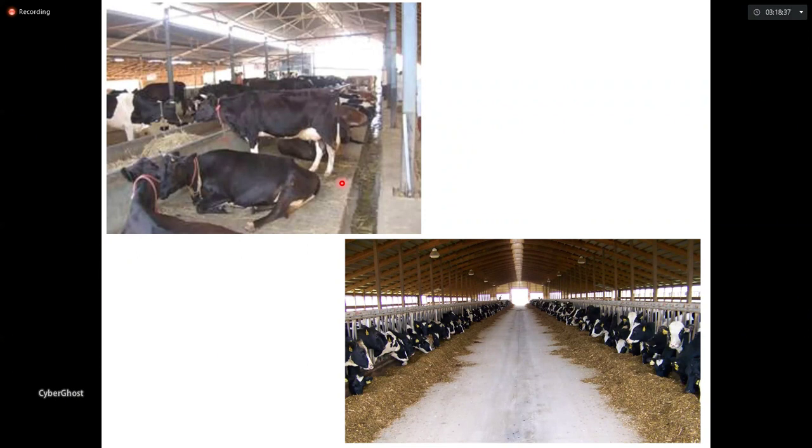But the feeding is very easy under this situation, and there is a risk of spreading diseases, respiratory diseases, from one animal to another animal because they are facing each other. Since they face each other, there is a small chance of diseases spreading, especially respiratory associated diseases, right?